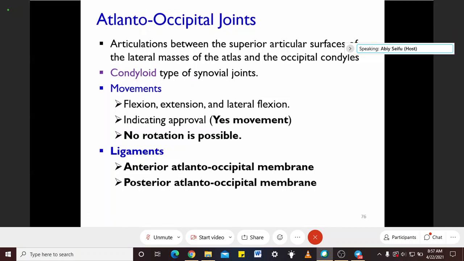The ligaments associated with this joint specifically are the anterior Atlanto-occipital membrane and the posterior Atlanto-occipital membrane. Remember the anterior longitudinal ligament, which gives a continuation of the anterior Atlanto-occipital membrane, and the posterior Atlanto-occipital membrane, which is a continuation of that one.